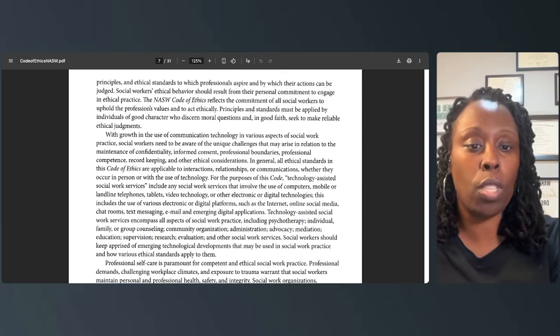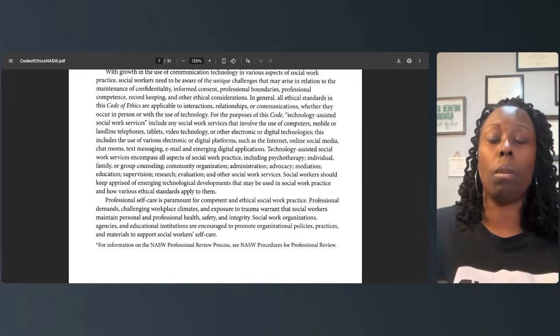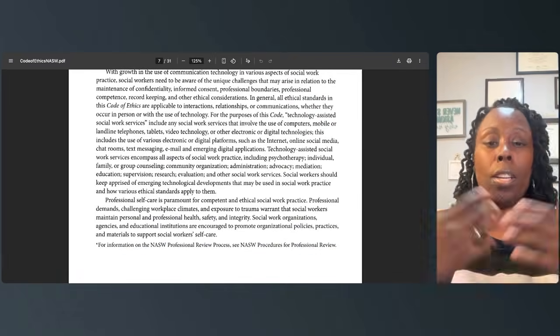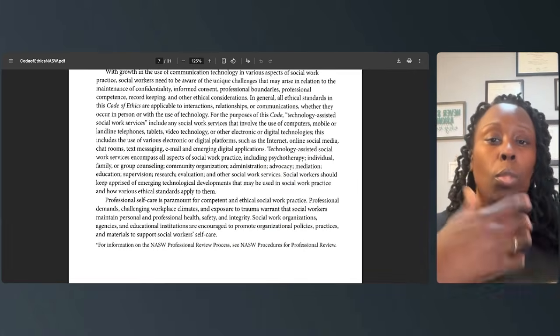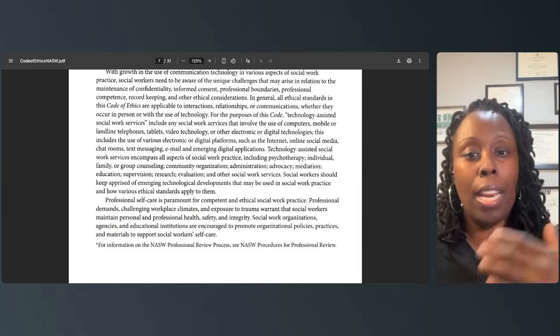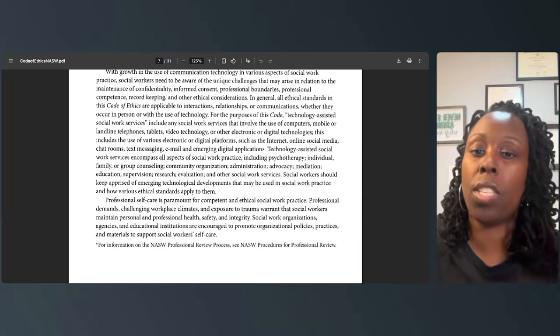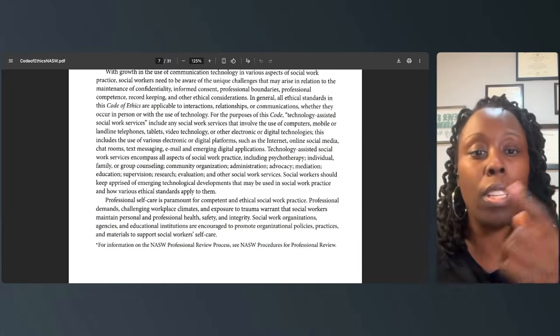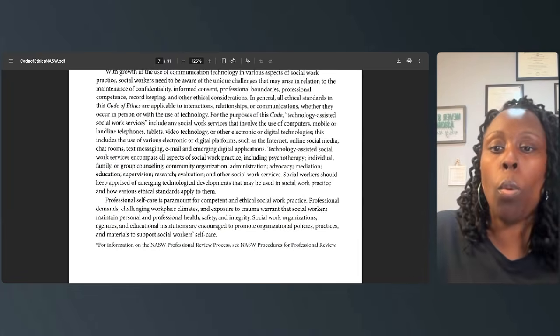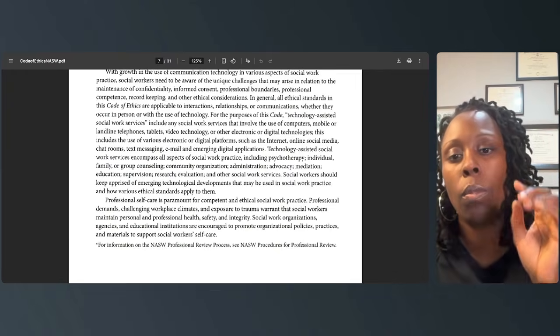So for the purpose of this code, technology-assisted social work services, which is what I'm doing now, providing a service virtually. I do that with therapy. I do that with coaching. I'm doing it with test prep. This is all forms of social work where I'm providing a service through technology. So for the purpose of the code, technology-assisted social work services include all of these things when you're using a computer or mobile or landline. I know some of you probably don't know what a landline is, but I'm sorry, I'm staying on track.